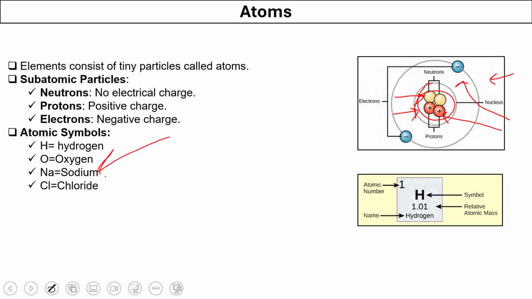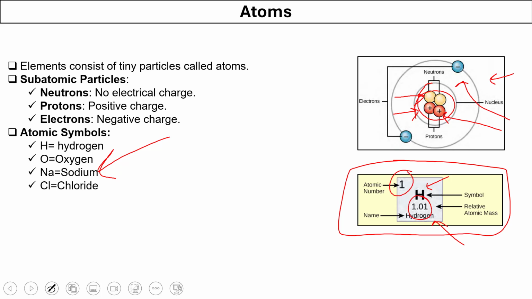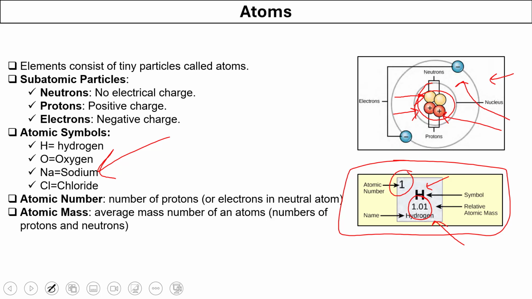The atomic symbols represent different atoms. For example, H for hydrogen, O for oxygen, Na for sodium, and Cl for chloride. In the periodic table, you will have this information where you see the symbol of an element, its name, atomic number and atomic mass. Atomic number is nothing but the number of protons, and atomic mass is nothing but the number of protons and neutrons combined.